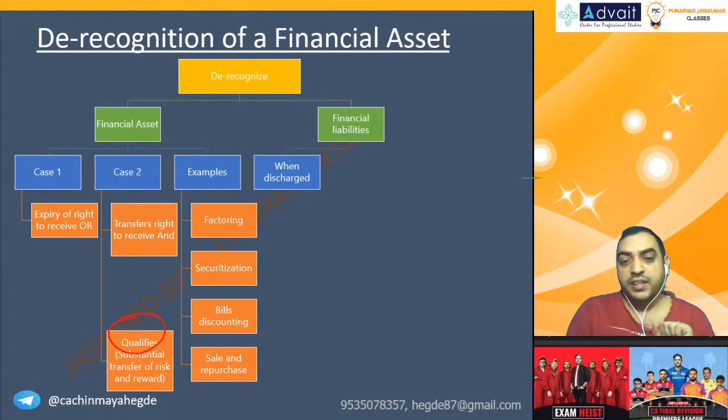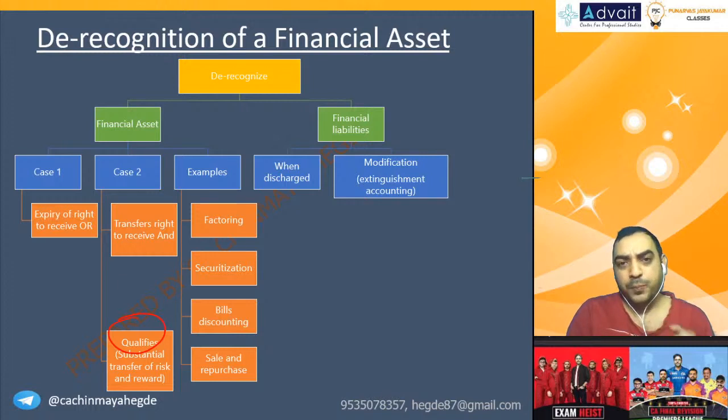Now, financial liabilities are derecognized when discharged, when you make a payment to your creditor, when you repay your loan. What is important is this portion, modification and extinguishment accounting. Some of you were asking yesterday also: when you take a loan, convertible debenture or non-convertible debenture, if the market rate changes, should we make a change in our books? Generally, no. Amortized cost basis, not required.